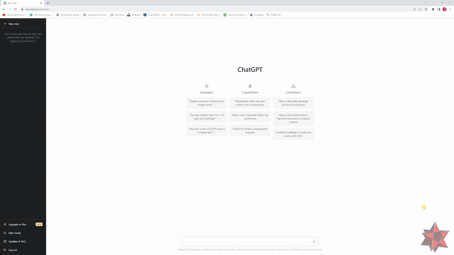Now let's see if ChatGPT can help us with a measurement routine for CMM programming. Let's ask it something like this.